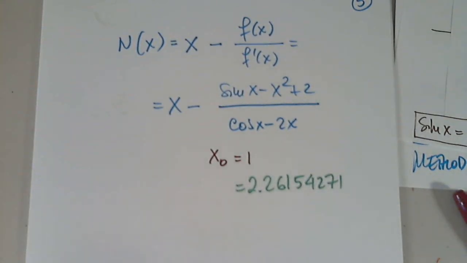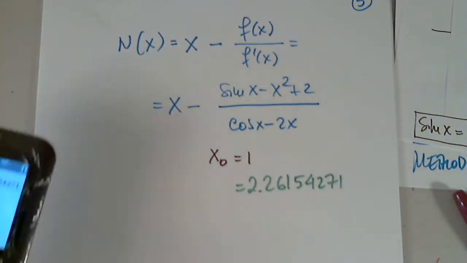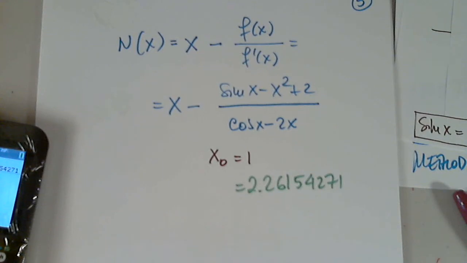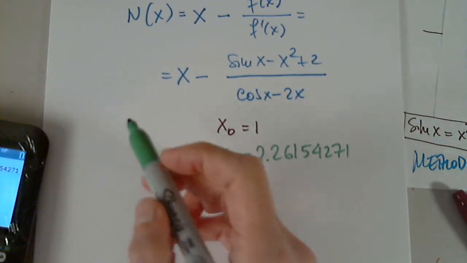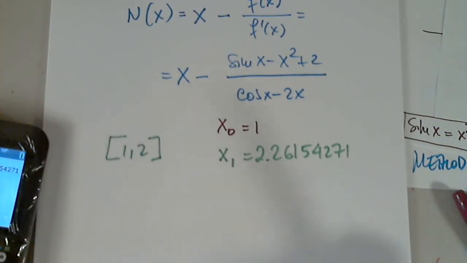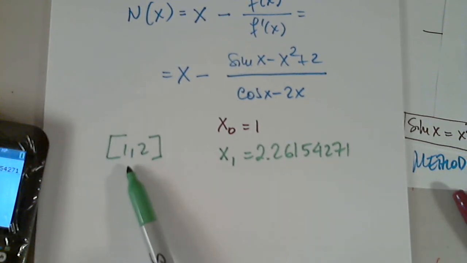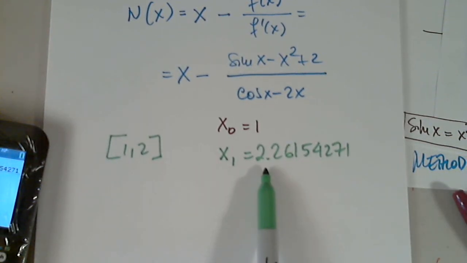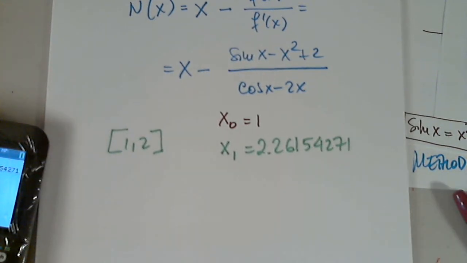Will anyone give it a shot? What do you think it is? Of course, it's x sub 1, our first iteration. You could say, aren't you a little bit concerned? Because the solution is between 1 and 2, and look what you got. I am a little bit concerned, but I'm going to give it a little bit of time.